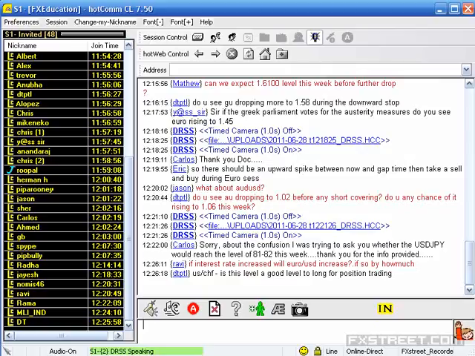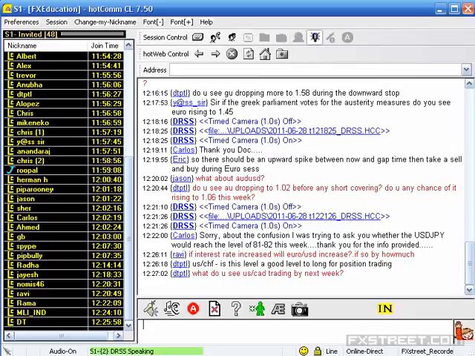Then Ravi: interest rate increased, will Euro USD increase? If so, by how much? No, we are not going to have that interest rate rise this time. So probably next month. Then DDPT: USD, is this a good level for long position trading? That's what I am telling, DDPT, that you can take a long or a buy position in the case of USD, but you may have to hold it for a long time. And if you don't mind holding it for 2-3 days and trying to book about 50-60 pips profit or 100 pips profit, then you can do it. But downside is limited.